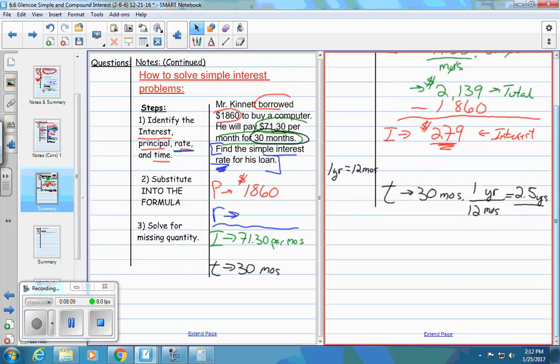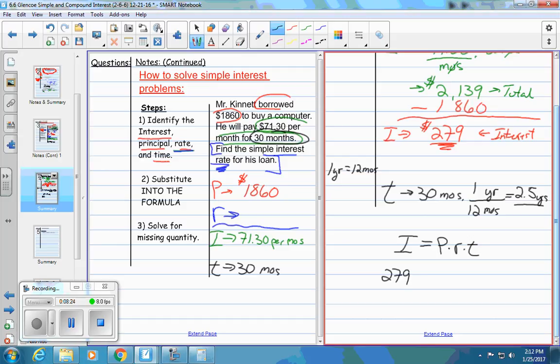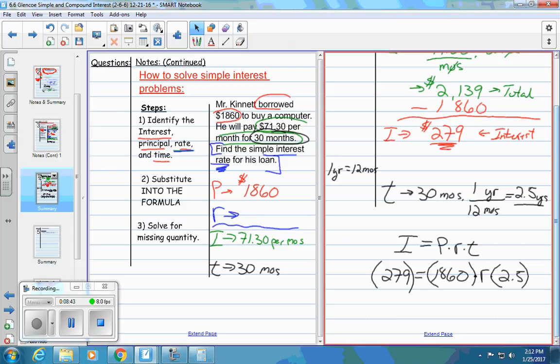And we can't use a formula unless we write the formula down first. So that formula is I equals principal times rate times time. We just found out the interest amount is $279. We know it equals the principal, which is $1,860, times the R, times the time of 2.5. And really, I should probably be using my parentheses when I'm substituting here. It will help. Okay, so looking at this, we have to get R all by itself now.